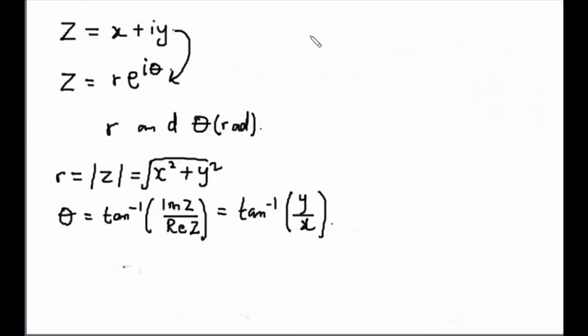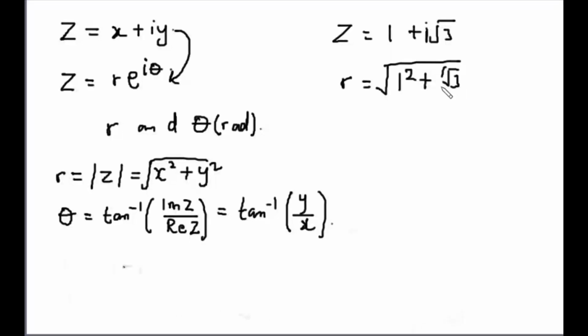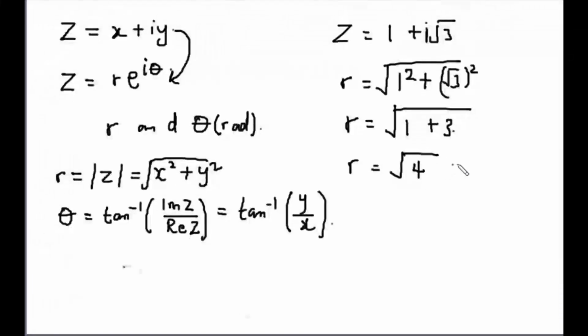Okay, so let's just take an example. We have z equal to 1 plus root 3 i, root 3 for the imaginary part. To convert it to the Euler form, we need to first find r. So r is equal to the square root of the x value 1 squared plus the y value root 3 squared, which is the square root of 1 plus 3, which is the square root of 4, which is equal to 2.